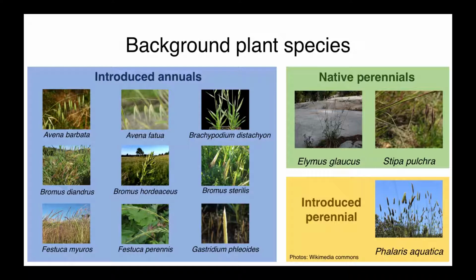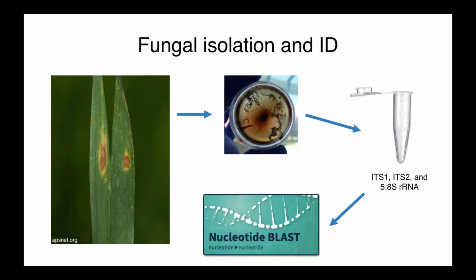And then for our background species, we had the same perennials, but we had a few more annuals in those plots. Generally, the process was to isolate from lesions, and we have about 1 lesion per leaf per plant. So we have one fungal species identified for a plant, not necessarily a species, but an OTU. Those were isolated and grouped together.